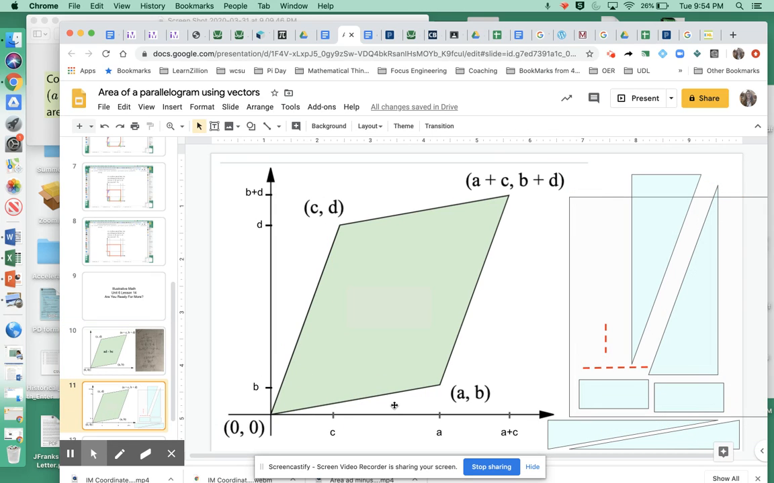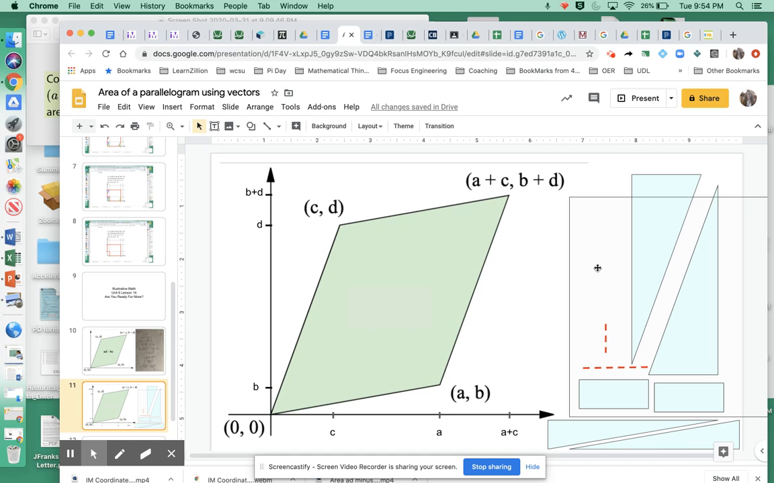All right, so here I have the figure again. I've written in a couple of extra labels on the axes. If I know this coordinate is (a, b), then my x value right here must be a. If this is the coordinate (c, d), my x value is c, which means if this is the coordinate (a + c, b + d), then this must be the x coordinate a + c.